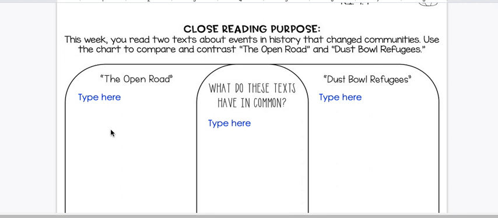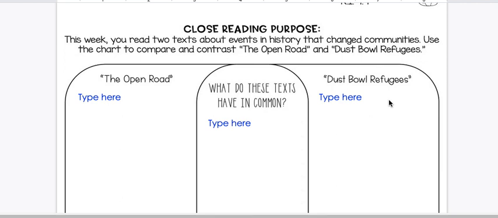So both of the stories, The Open Road and the Dust Bowl Refugees this week, are about historical events that changed communities and they changed how people were connected. Because in The Open Road, Route 66 changed how people were able to get around, and they were able to go to new different places easily for the first time. And Dust Bowl Refugees changed how communities were connected because many people had to leave their homes and travel to brand new places for the first time.